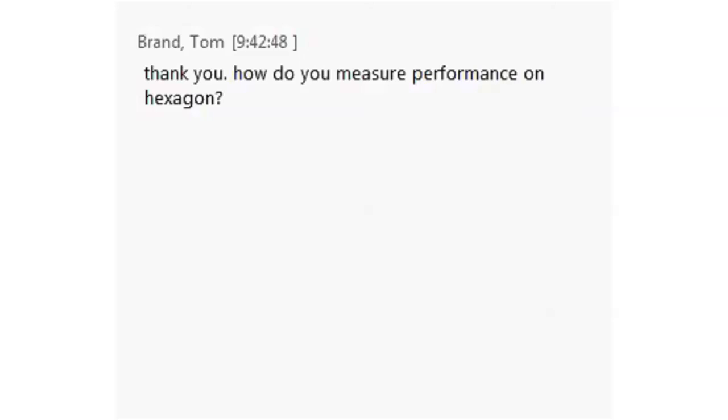There is a question from Tom Brand. How do you measure performance on Hexagon?